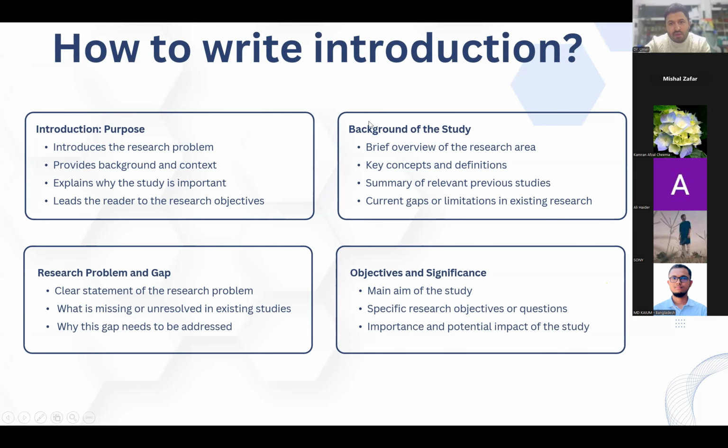The second part is a brief overview of the research area, the key concepts and definitions. It clarifies the key concepts about the research, summarizes relevant previous studies, and also tells the current gaps and limitations, as we discussed before. The problems and gaps consist of what the problem is, what the gaps are, and what things are required to be modified, improved or developed in this research. Then objective and significance, which we have already discussed.